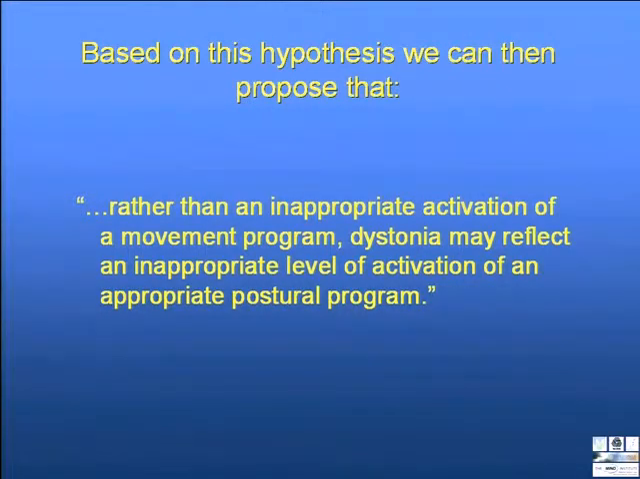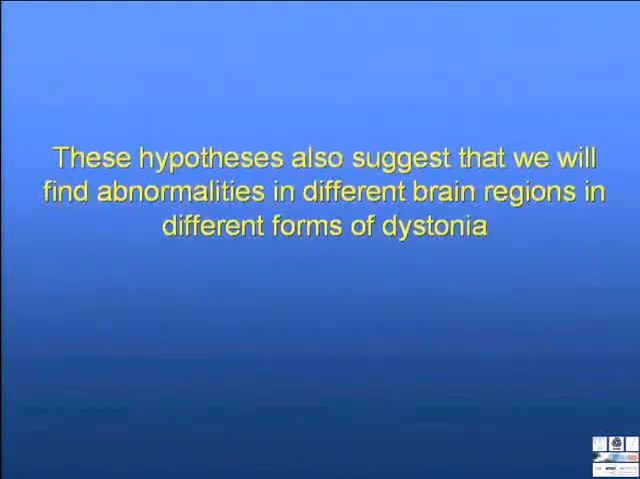So that's one of the main things that we're now going to tie back into the imaging. What this suggests is that we will find abnormalities. We just talked about the different subtypes of the postural systems, and one of the nice things about this is that you can tie it back in to brain imaging and look to see whether you have abnormalities in different subcomponents of the motor circuitry in different types of dystonia.